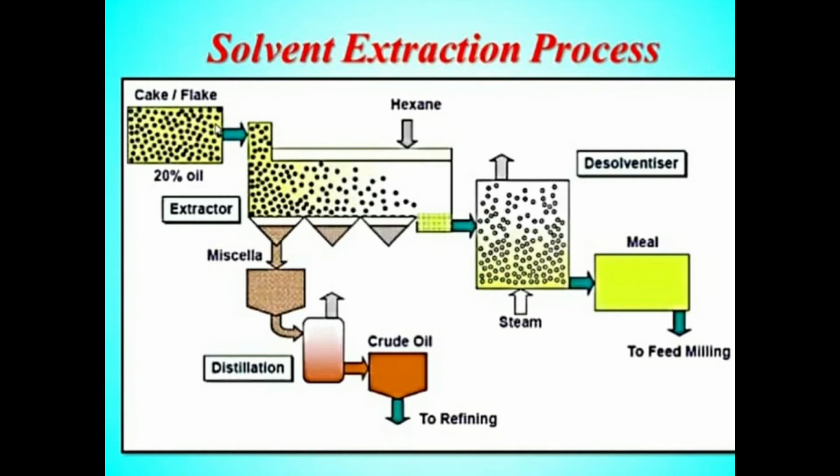The first step of oil extraction is the conditioning and flaking process. Why conditioning and flaking? Because during flaking, the surface area of the seed increases, and due to that the contact between the hexane, the solvent, and the solute is increased and oil extraction will be greater. So efficiency increases due to the increased surface contact. So flaking is carried out.